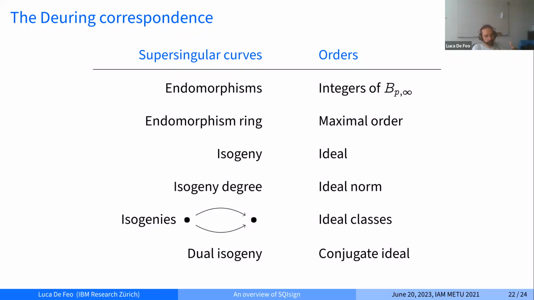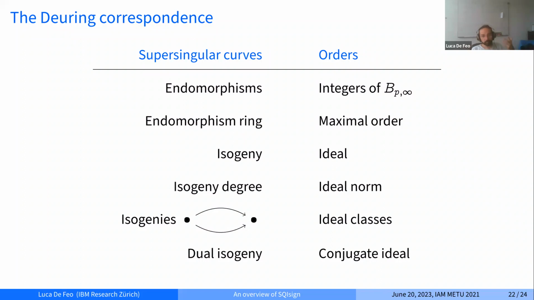Another hard problem is, if I give you two supersingular curves and no other information than just the equations of the curves, finding an isogeny between them. Now, if you translate these problems to their analog on the right-hand side, on the side of the orders, all these problems become super easy.